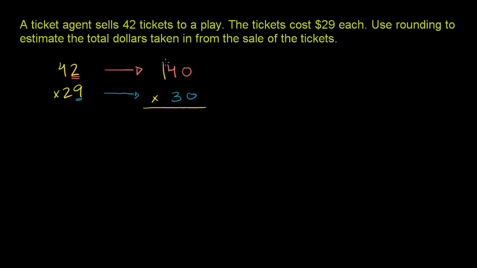So let's do that. So you have 3 times 4 is 12, which we know. And then we have 2 zeros. We got that 0, so let's stick that 0 there. And then we got that blue 0 there. So let's put that over there. So they're going to have a roughly $1,200 taken in from sales of the tickets. That is our estimate.